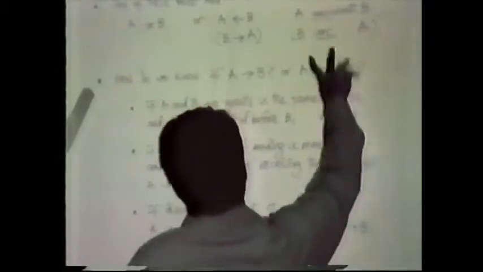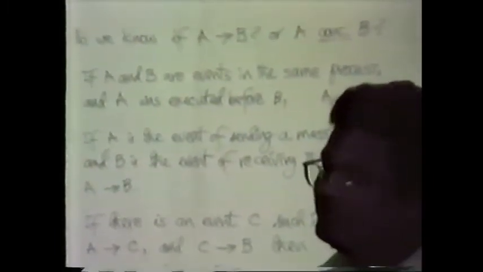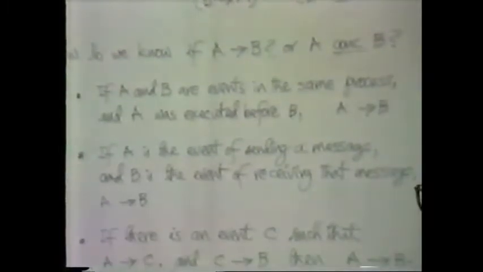Well, there are some obvious cases where the answer is clear. Suppose A and B are events in the same process. Remember, I did not say so far that they are. But suppose they are. Then, suppose A was executed before B. Now this is one process, so this is clear, right? You should be able to tell that A was or was not executed before B. Given that they are in the same process, you know the answer. And if that is the case, it's clear that A happened before B. So this one is easy.